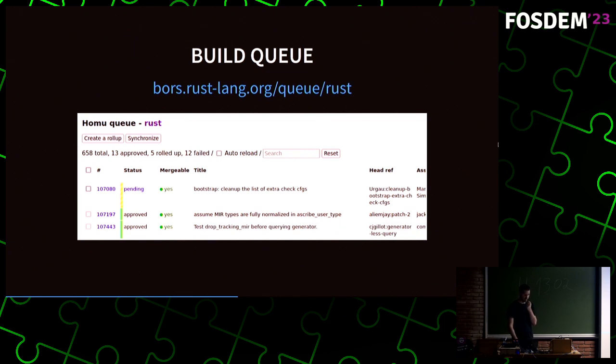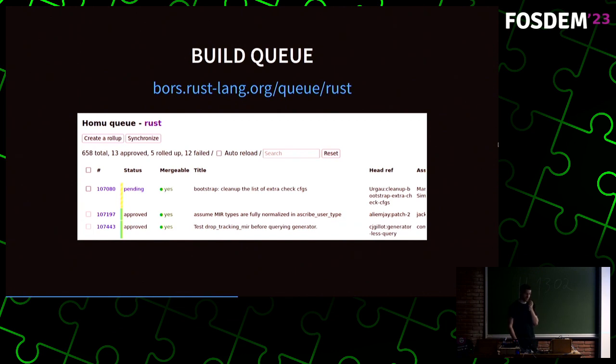And it's sorted by priority first, which you can see because I made a small screenshot. And the second thing is how old the pull request is. We generally have around 20 pull requests at the same time in this view, in this build queue.